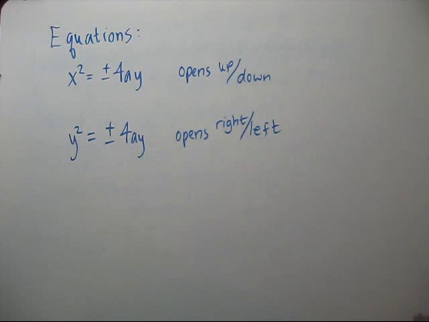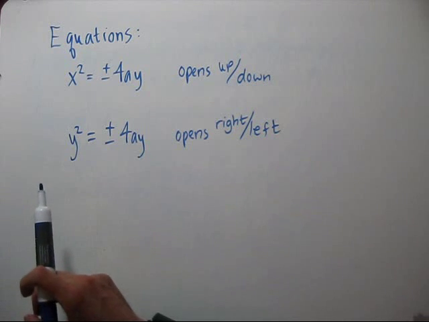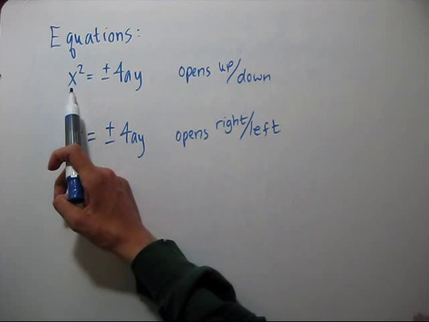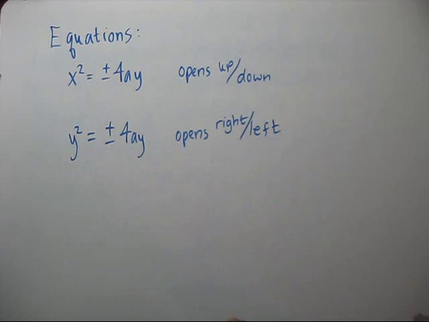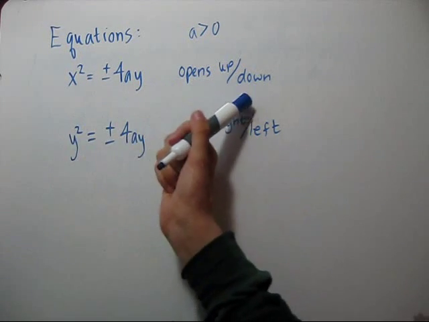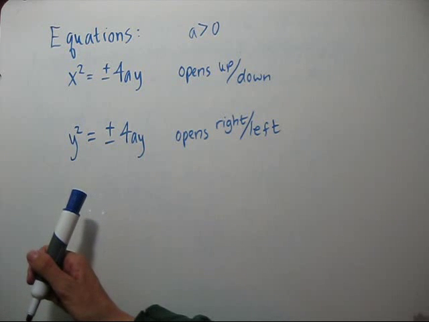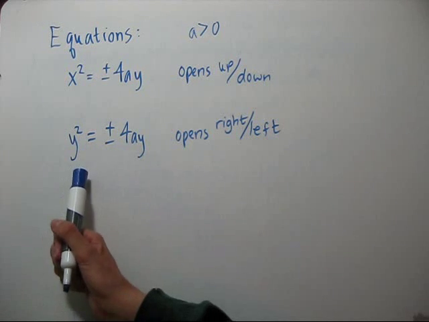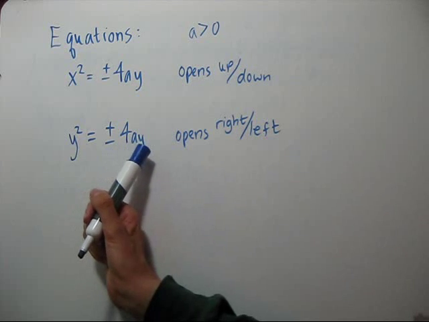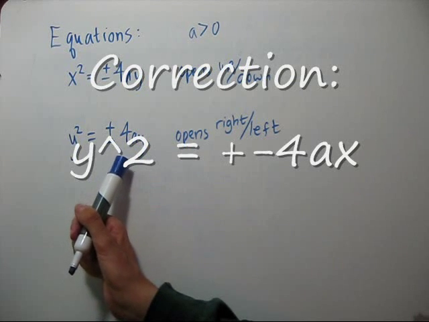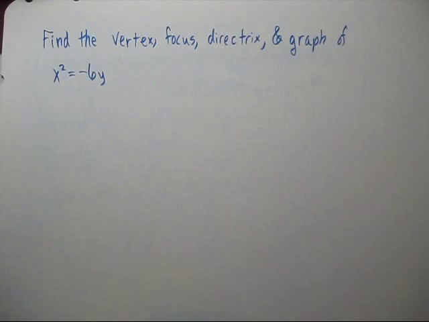From the geometric definition, you can derive the equations for the parabola. It's kind of fun to do if you ever get bored. If our parabola opens up, we'll have it in the form x squared equals 4ay, where a is positive. If it's a minus, it'll open down. And for a sideways parabola, we have y squared equals plus or minus 4ax. It'll open right if it's positive and left if it's negative.